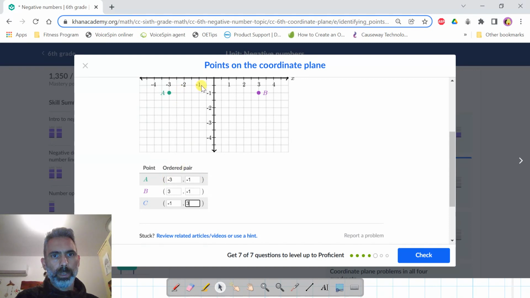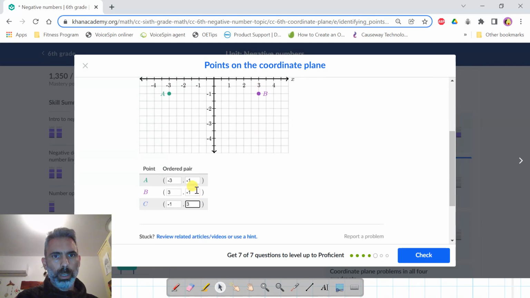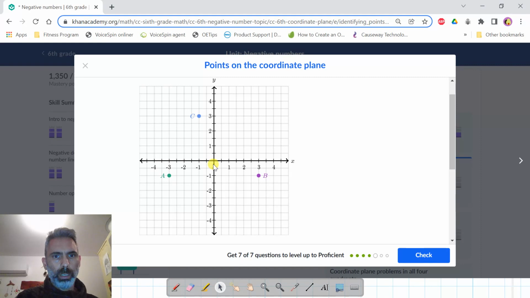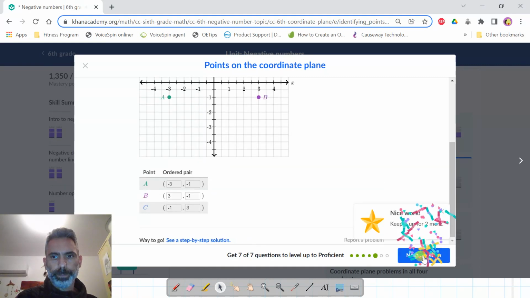A, negative 3, negative 1. Okay. B is positive 3 on the x, negative 1 on the y. And C, negative 1 on the x, positive 3.